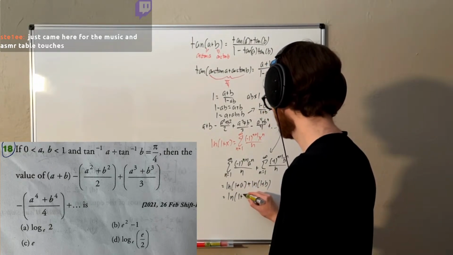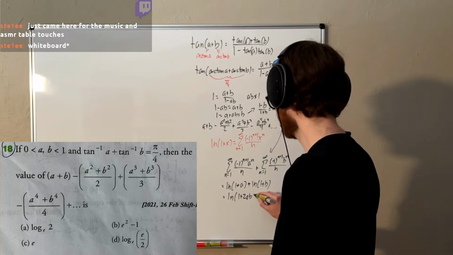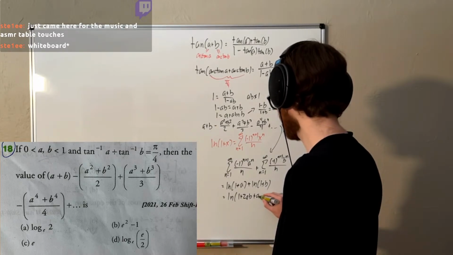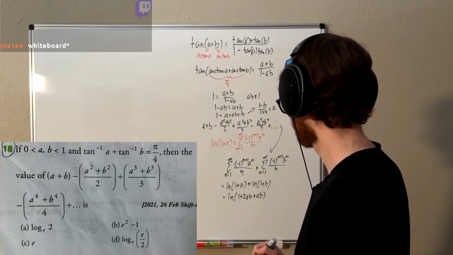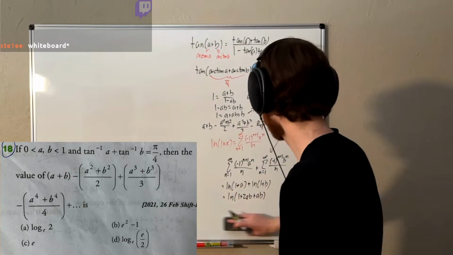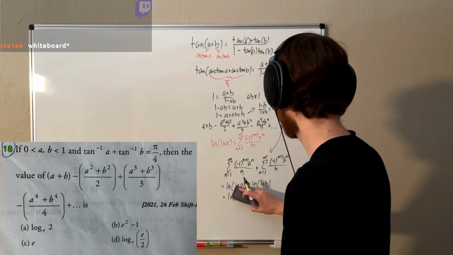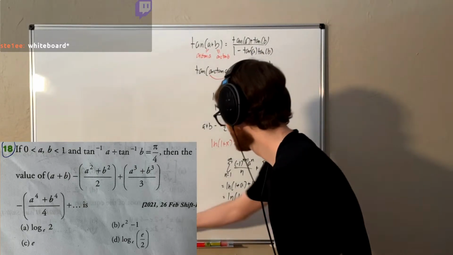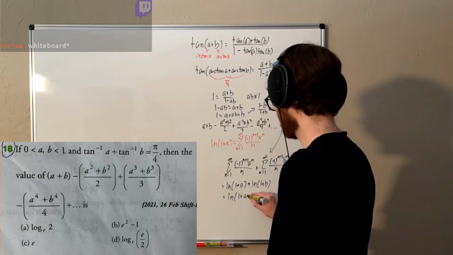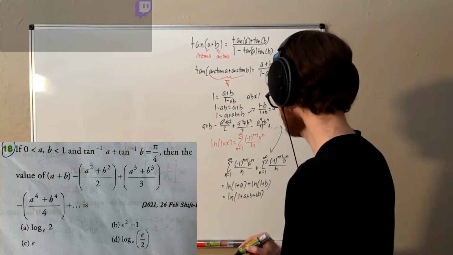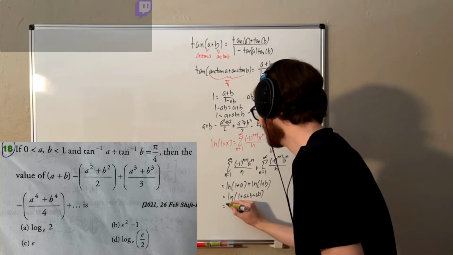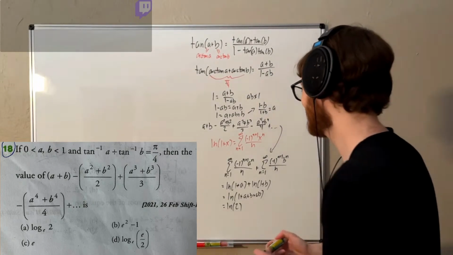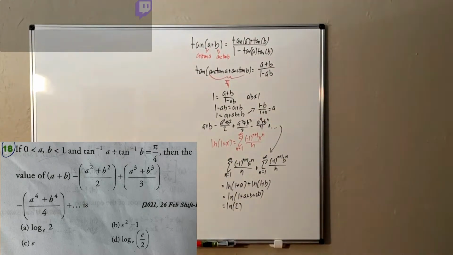One plus 2ab plus ab. That's not good. Wait, what? What did I just write? 1 times 1, oh my god. 1 plus a plus b plus ab. And a plus b plus ab is 1. It's ln of 2. Bam. Oh, that's a cool one. So I'd say the answer is A.